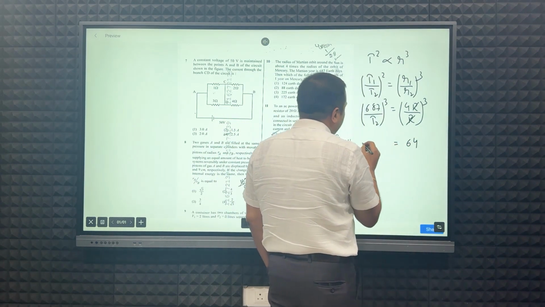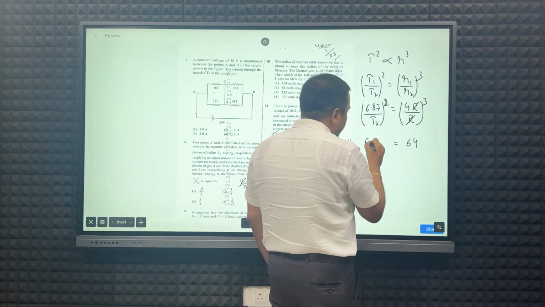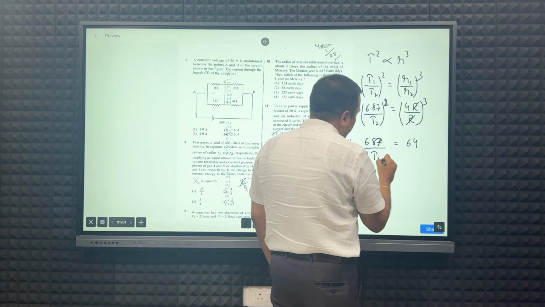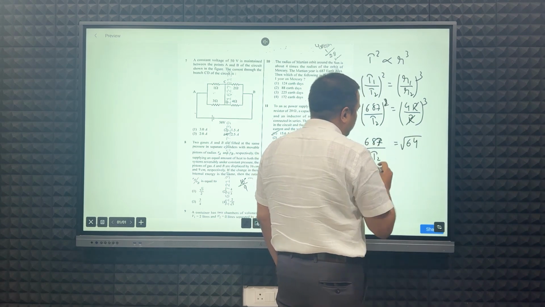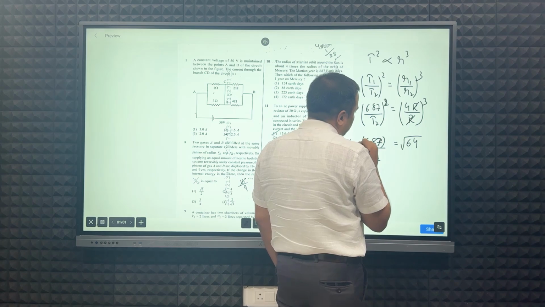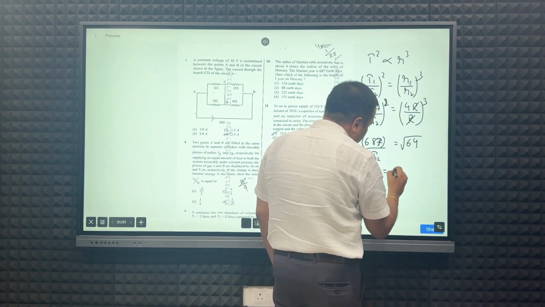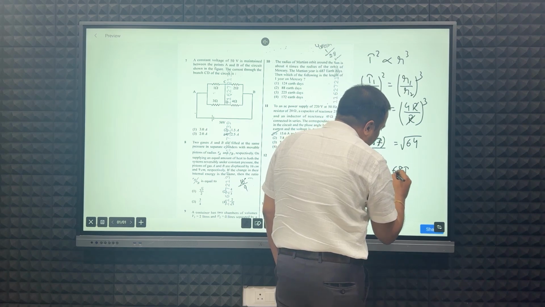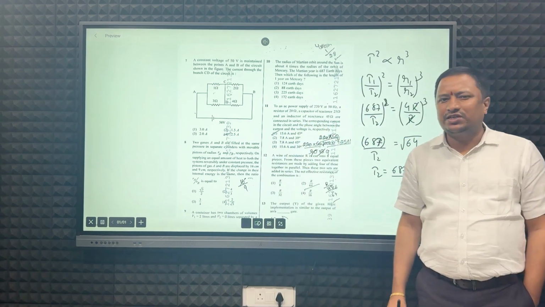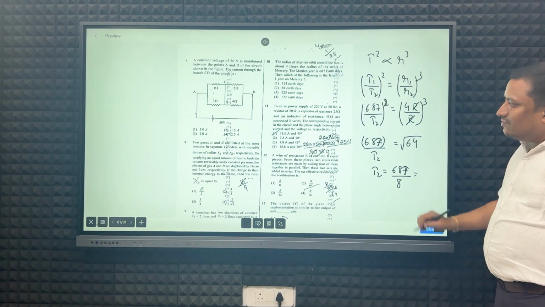Sorry, this is square: 64 = (687/T2)². This will come under root. T2 is going to be what? 687 by root 64. What will be root 64? 8. Root 64 will be how much? 8. Now how much will this value come around?